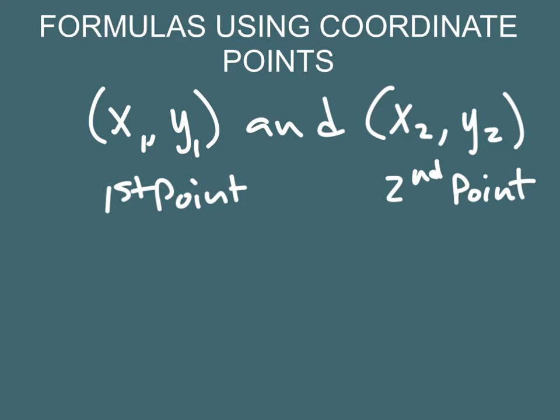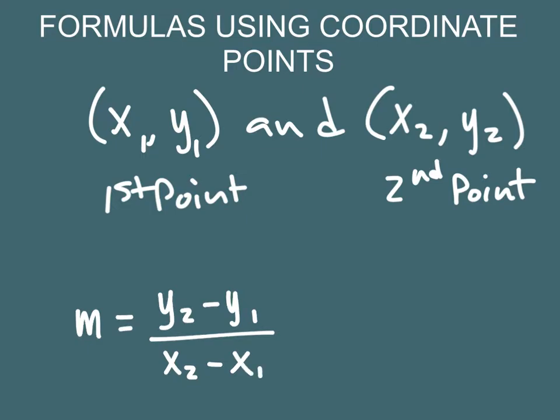So the first formula that I want to talk about is our slope formula. m is equal to y sub 2 minus y sub 1 over x sub 2 minus x sub 1. And all I'm doing is using these points to calculate our slope.